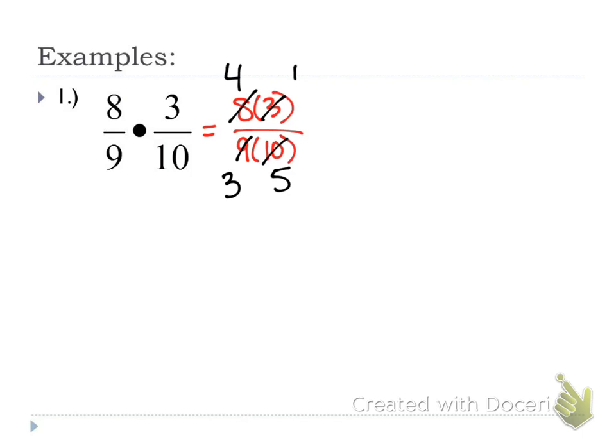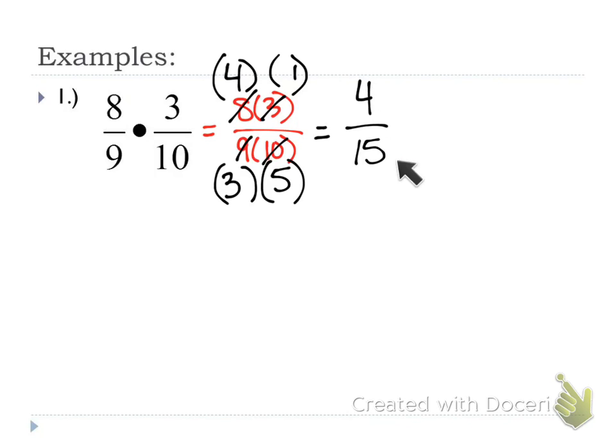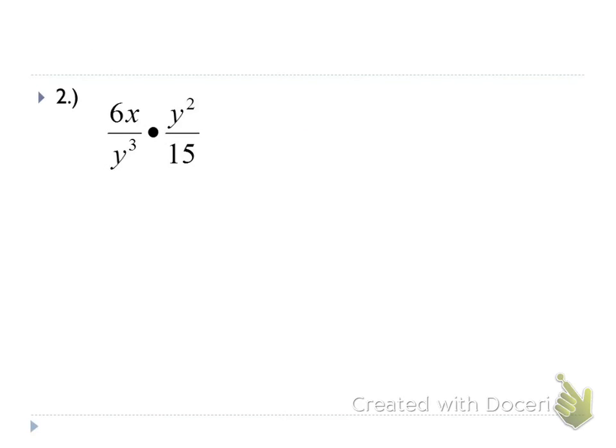Questions about cross-canceling or cross-reducing? Okay, so these numbers are still getting multiplied together. 4 times 1 over 3 times 5. 15. Can that fraction be reduced? No. So we are finished with that problem. Questions about multiplying fractions? Okay, let's try another one.